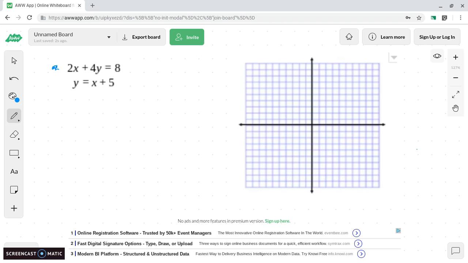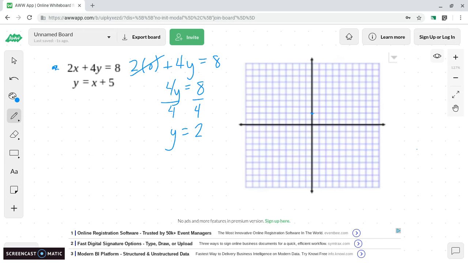The first equation is in standard form, and so we are going to find our intercepts. So we're going to plug in 0 for x first so that we can find our y-intercept. So we have 2 times 0 plus 4y equals 8. When we have 2 times 0, that just turns to 0, so we can go ahead and cross that out. So we have a positive 4y equals 8. To solve for y, we want to divide both sides by 4, and we get y equals a positive 2. So that means our y-intercept is at a positive 2, and so we can put a point there.